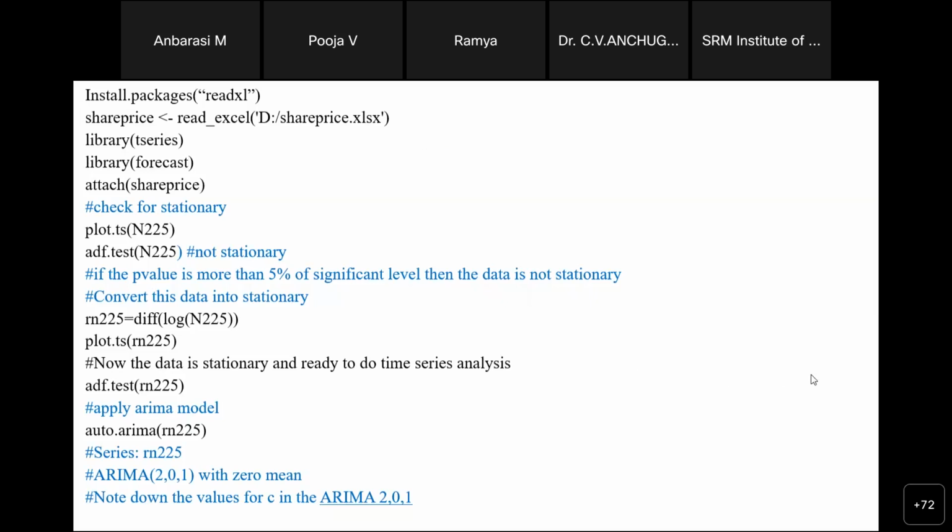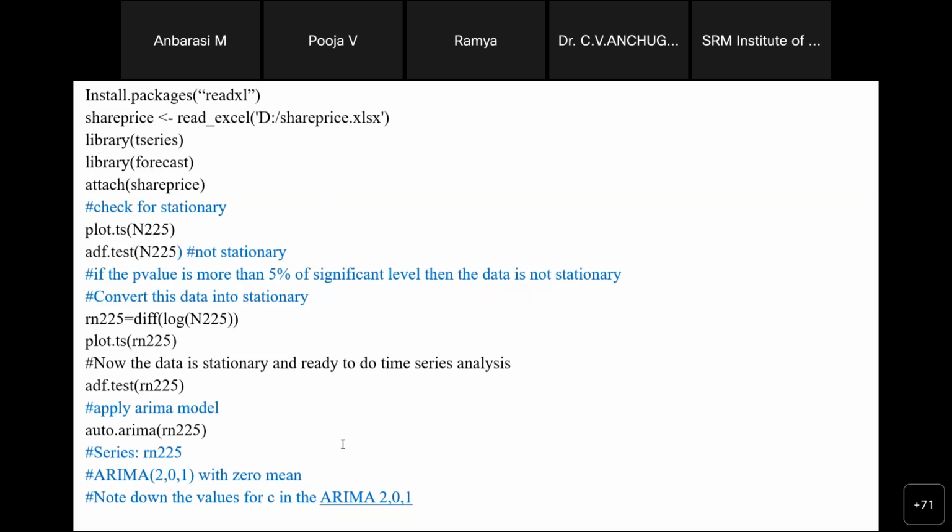The mean value and the variance value will be the same for the entire series. After that, we have to convert the data to stationary. After converting the data to stationary, we have to pass it into an ARIMA model. Here, once again, you can check it with the ADF function.